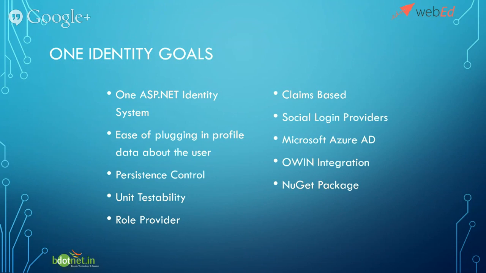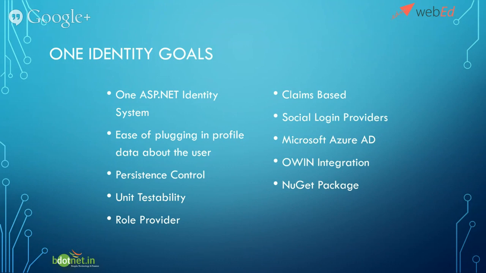If you want, you can use Microsoft Azure Active Directory. So you can delegate everything to AD, it comes back and says yes, he's authenticated, you can use the token and then start working. And OWIN integration, so everything is OWIN integrated here with the One Identity system.